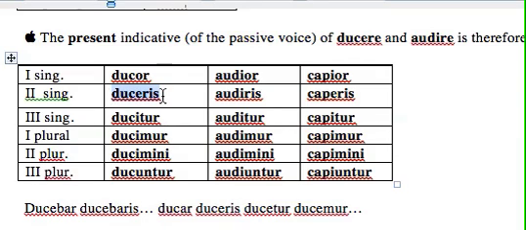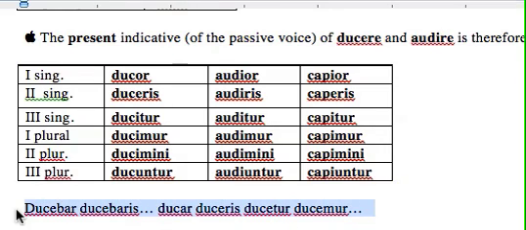The difference between the second person singular of the future and the second person singular of the present is that in the present the vowel is short, in the future the vowel is long. So in the present is duceris, in the future is duceris. Of course, you cannot know if you see a sentence unless you look at the context, you look at the other verbs, you see in what tense they are, and that helps you decide because they really look exactly the same.